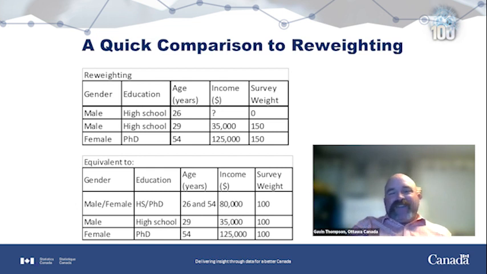But what this kind of does is it says that by reweighting, you're effectively saying that that first person becomes a male female who's got a high school and PhD education. They're 26 and 54 and they have an income of 80,000. So we've taken the average there. If we have this information available to us, that the males on our survey that have that education and are around that age make about 35,000, it's to our benefit to use this if it's available to us.